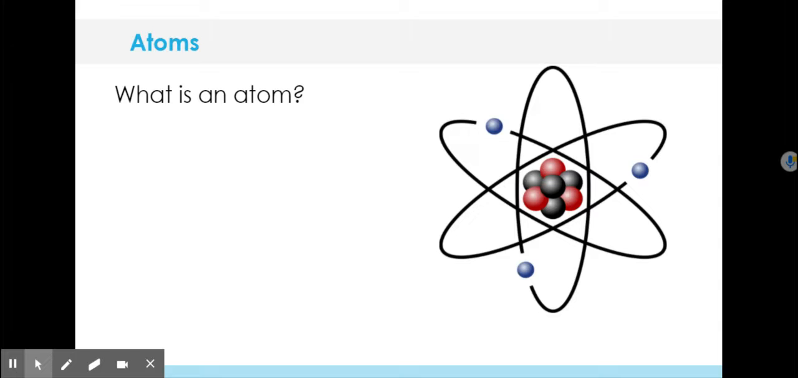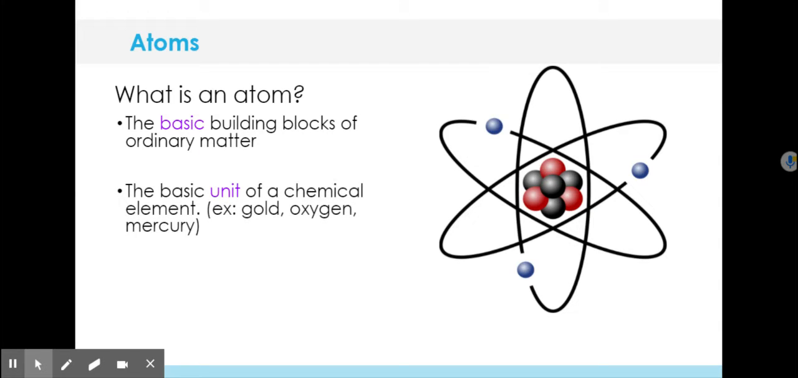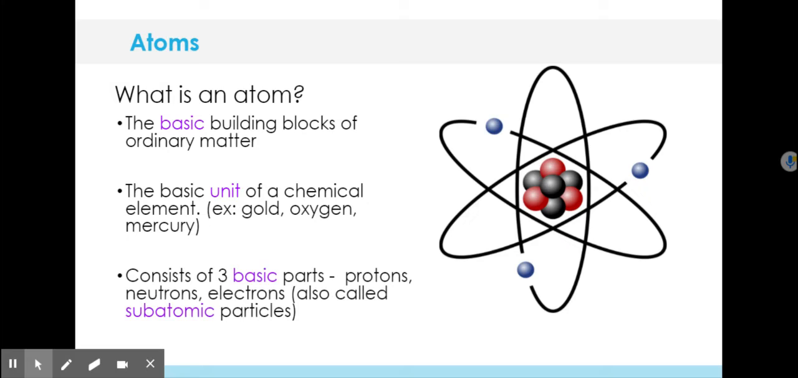What is an atom? An atom is the basic building block of ordinary matter. So all matter contains atoms. The basic unit of a chemical element, so every chemical element, gold, oxygen, mercury, they're all made up of atoms. Atoms consist of three basic parts: protons, neutrons, electrons. They're also called subatomic particles.